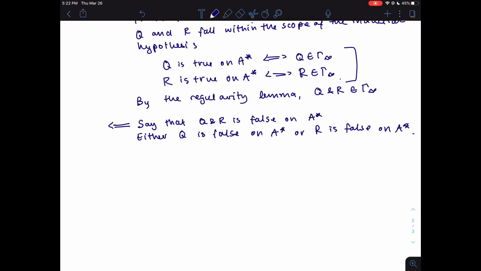So in that case, by the induction hypothesis, if Q is false on A star, then it must be the case that Q is not a member of gamma infinity. And we know that by the induction hypothesis, because Q and R both fall within the scope of the induction hypothesis. So Q is not a member of gamma infinity, or R is not a member of gamma infinity. Okay, so that completes step 2.